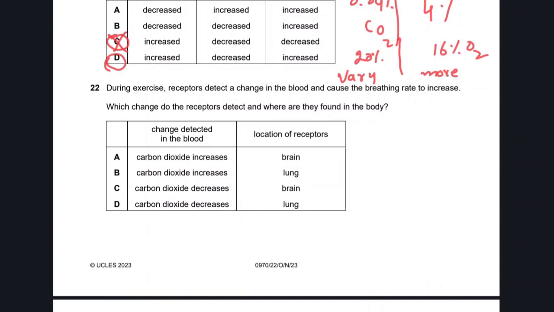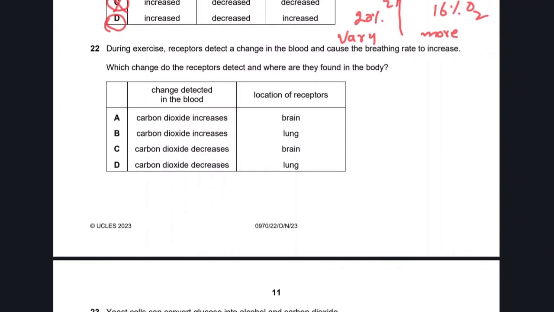During excretion, the receptors detect the changes in the blood and cause the breathing rate to increase. So that is detected by the brain cells, and when the carbon dioxide level rises, it is detected by the brain cells.